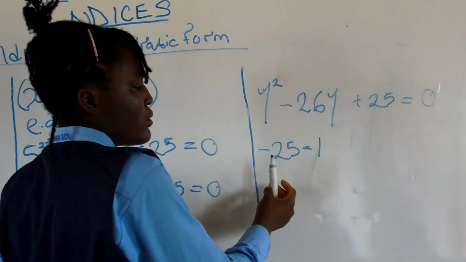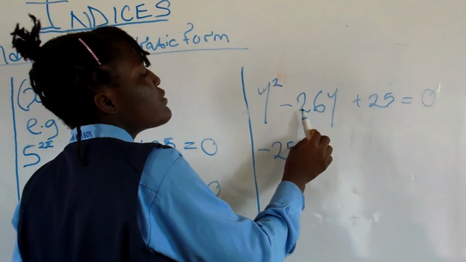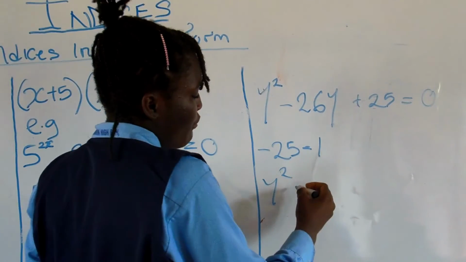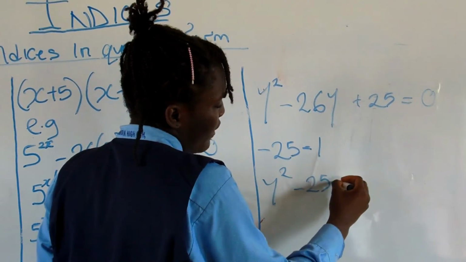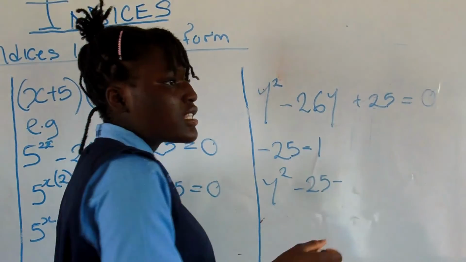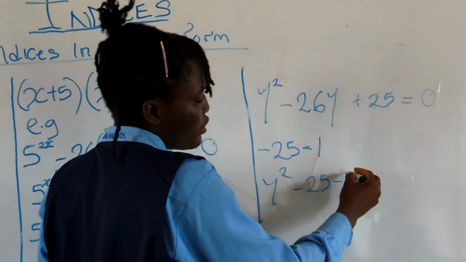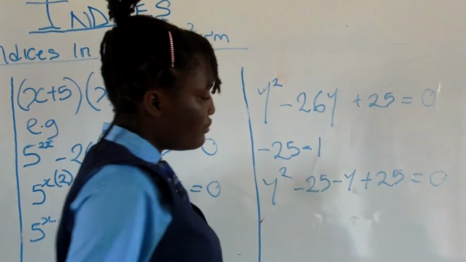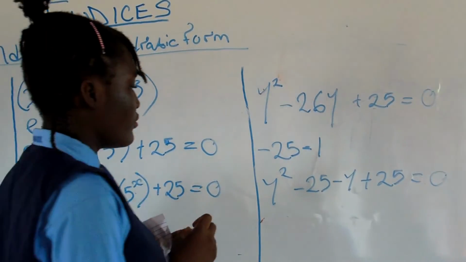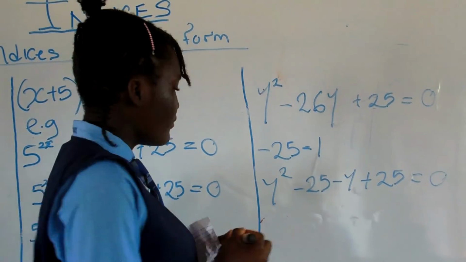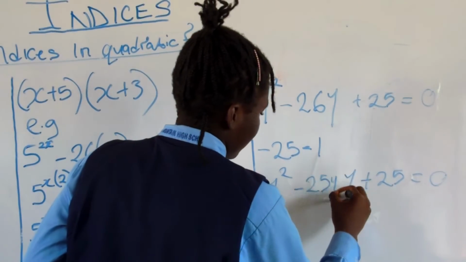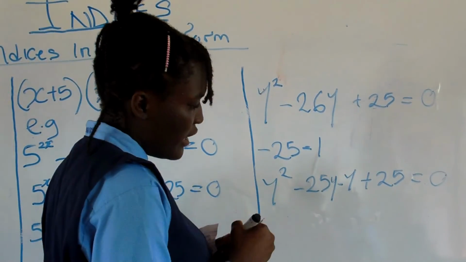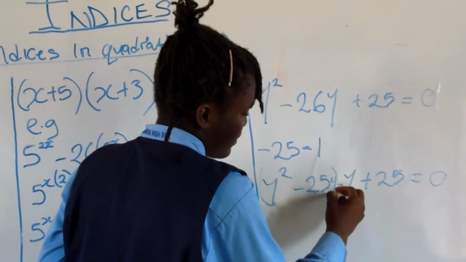So now we're going to put this minus 25 and minus 1 in place of this minus 26. So now you say y squared minus 25y minus, instead of putting minus 1y, since 1 is already the coefficient of y, we just put minus y plus 25 equals 0. Minus 25y. So now we're going to put them in brackets and need a sign in the middle.